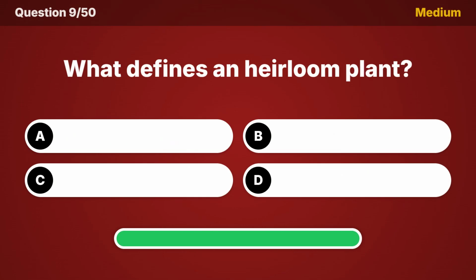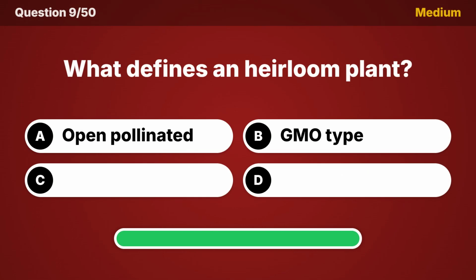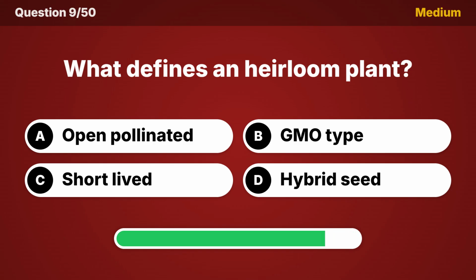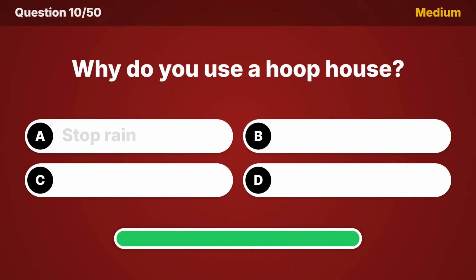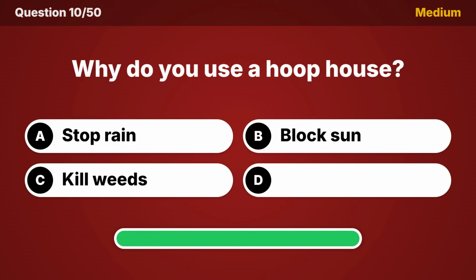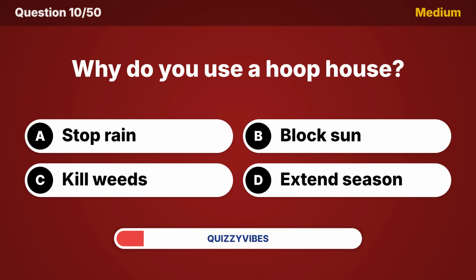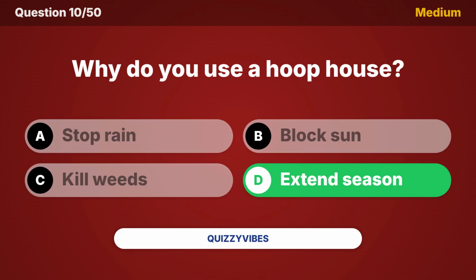What defines an heirloom plant? The answer is open-pollinated. Why do you use a hoop house? Time's up. It's extend season.